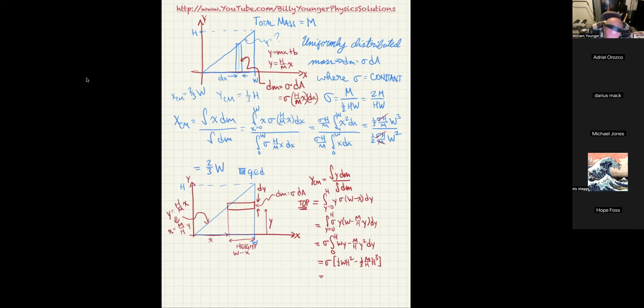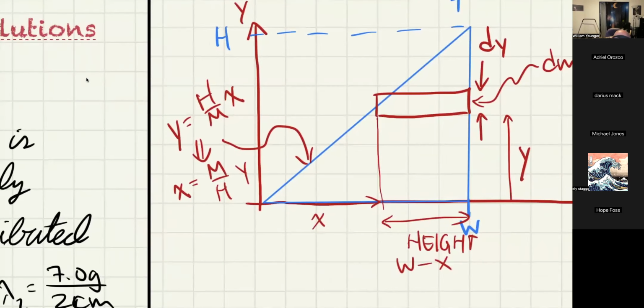Now I'm going to simplify and say this is sigma. There's obviously, ooh, that's supposed to be a w over h, not an m over h. I don't know why I wrote m, but make sure y'all correct this.